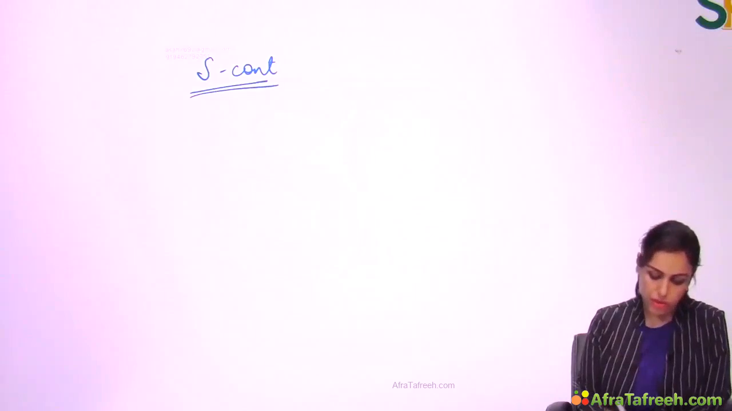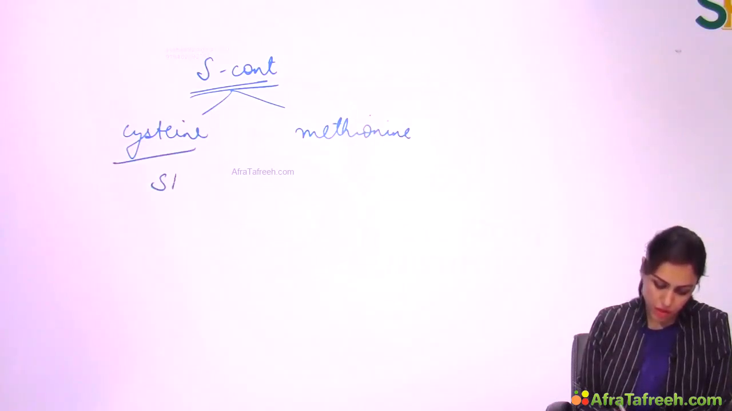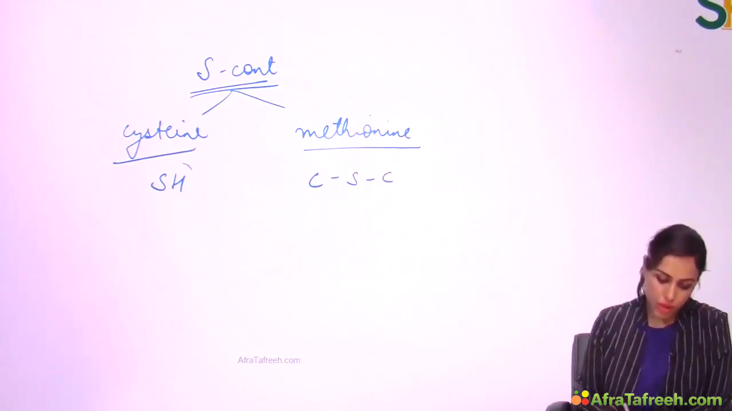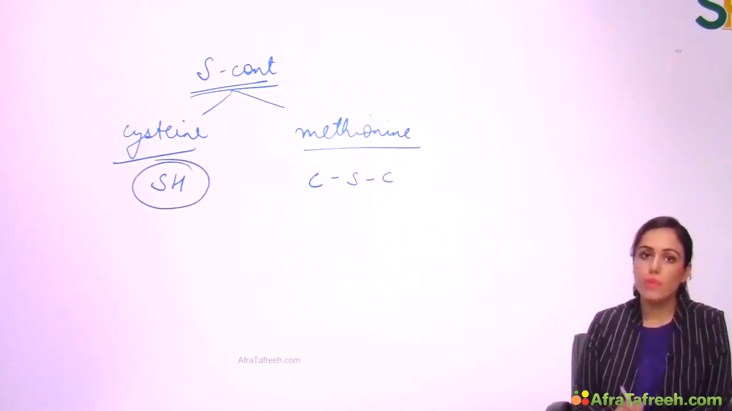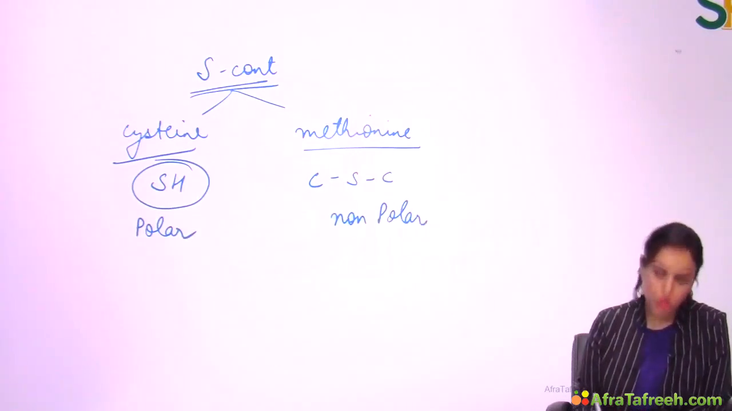Sulfur-containing amino acids are two: cysteine and methionine. Cysteine has a sulfhydryl group, but methionine does not. In methionine, sulfur is attached to two carbons with a strong bond, and only cysteine has the sulfhydryl group. Because of the sulfhydryl group, cysteine is polar, but methionine is non-polar.